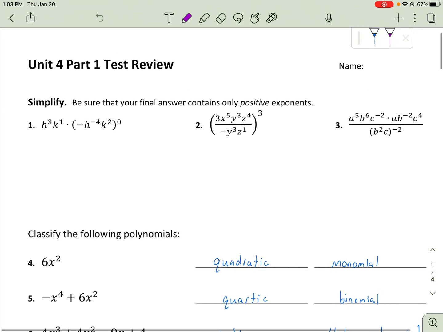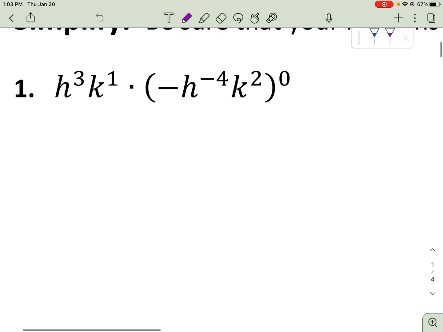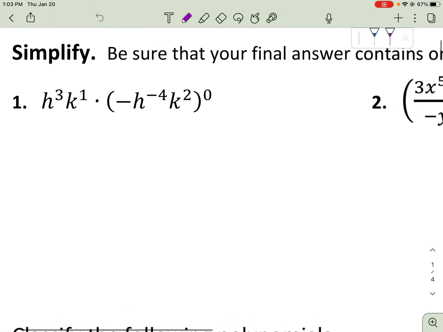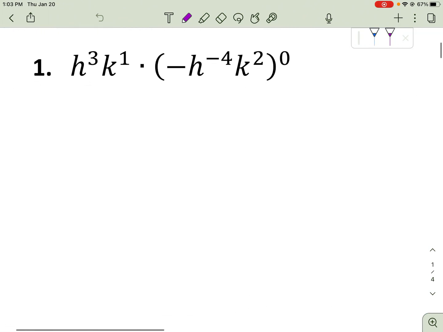Alright, so first we have to do properties of exponents. Now, please keep in mind there are multiple ways to do these problems. I will do it the way that I think most students probably did it, with the exception of number 1, because I think maybe students tried this a different way.